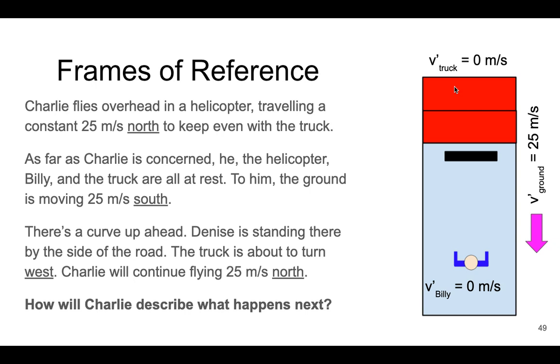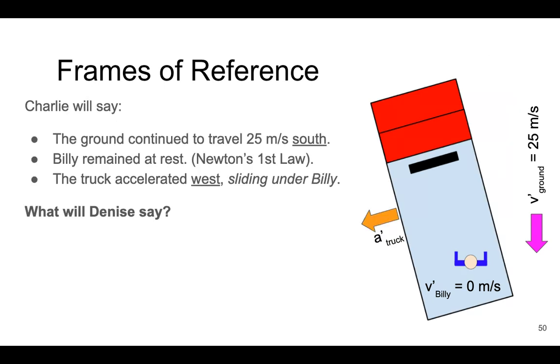So the question is, how will Charlie describe what happens next? Remember, Charlie's in a helicopter flying overhead. Charlie is going to say, the ground continues to go south at 25 meters per second. Charlie hasn't changed direction. He's not following the truck anymore. He continues going north. So Charlie's going to say that Charlie and the helicopter are still at rest. The ground keeps going south. Billy is still at rest. This is where it starts to get weird. And the truck is accelerating to the west, and it's sliding under Billy.